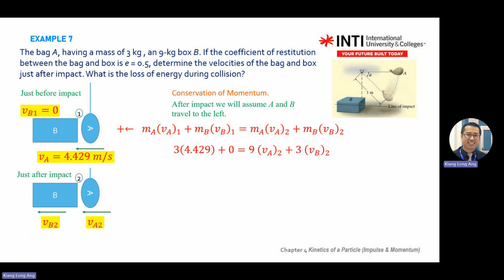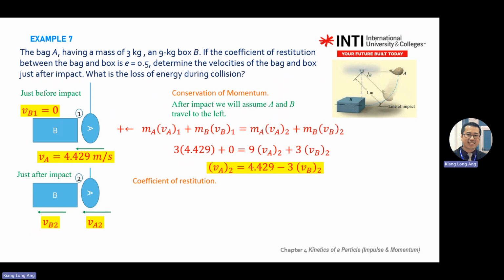You plug in all the numbers. You need to find your VA2 and VB2. You have two unknowns here, right? So how do you find the two unknowns? You use the coefficient of restitution. Because the question gives you this, you sure need to use the definition of restitution.